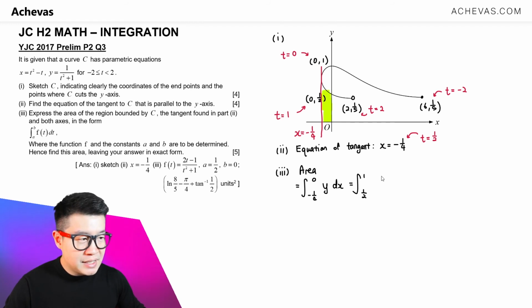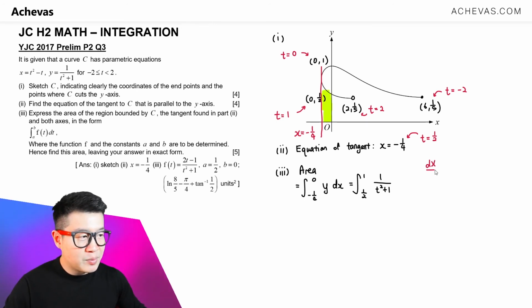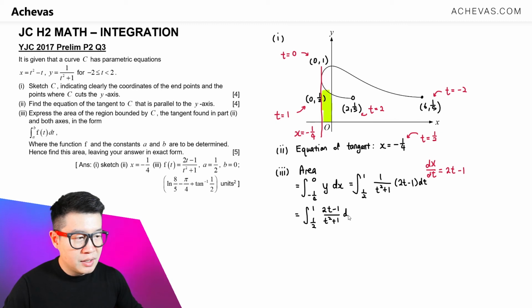Y, we will replace it by t over t squared plus 1. And as for dx, we have worked out the expression for dx dt previously. Dx dt is 2t minus 1, which means that dx, I'm going to replace it by 2t minus 1 dt. So that's what I'm going to write here, 2t minus 1 dt. So if I were to just change this into one single expression, we have half to 1 of 2t minus 1 divided by t squared plus 1 dt.